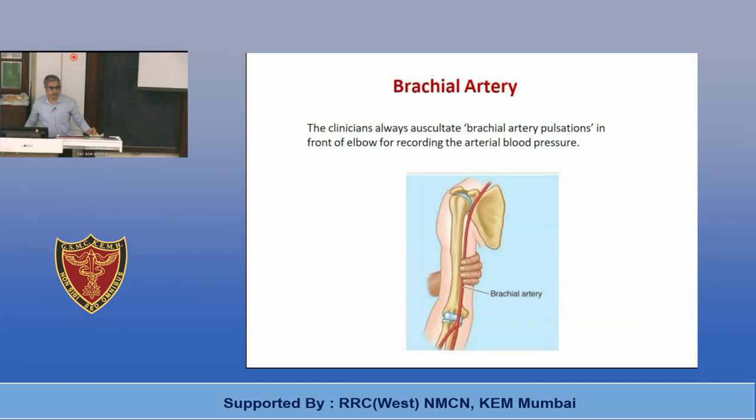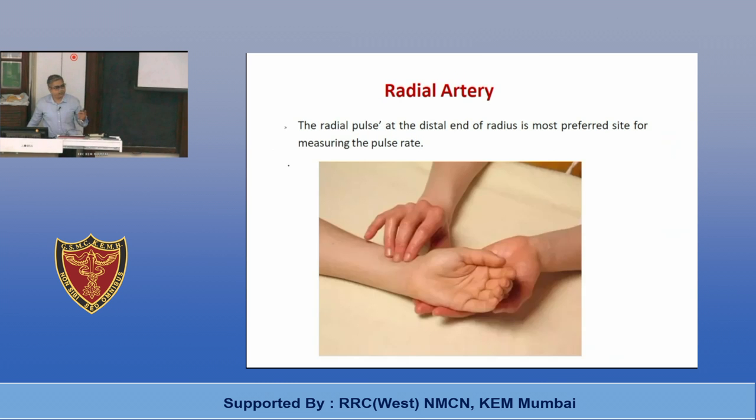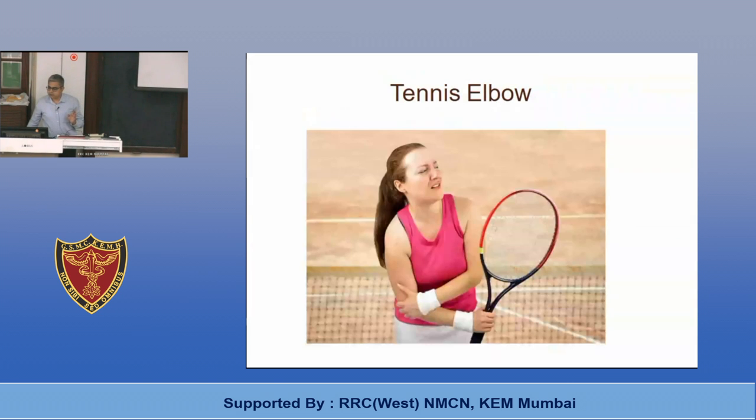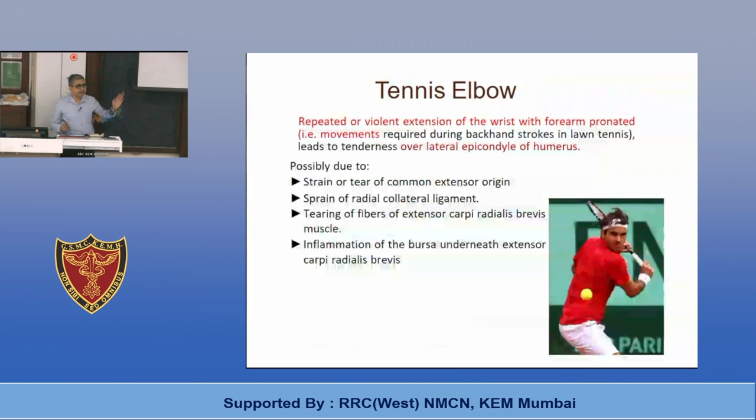Brachial artery, you can feel the pulsation; it is used for that, and nowadays for angiography. Radial artery too. Then there is golfer's elbow and tennis elbow. Recurrent inflammation, sudden forceful flexion, leads to golfer's elbow, and repeated sudden extension leads to tennis elbow.